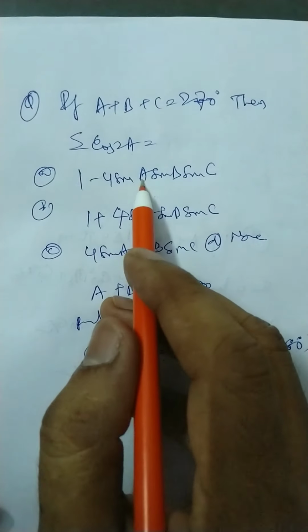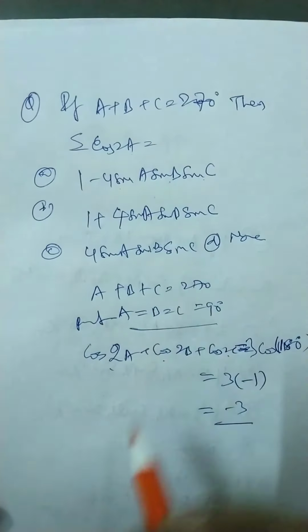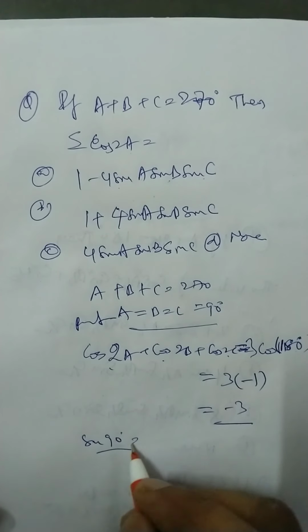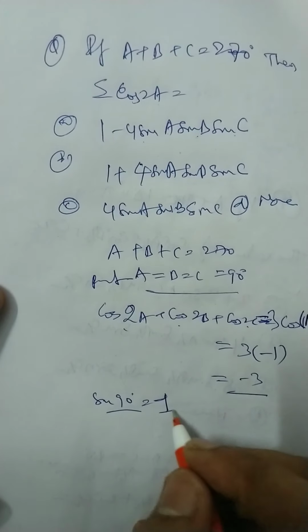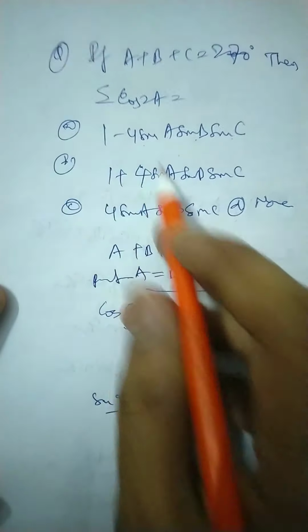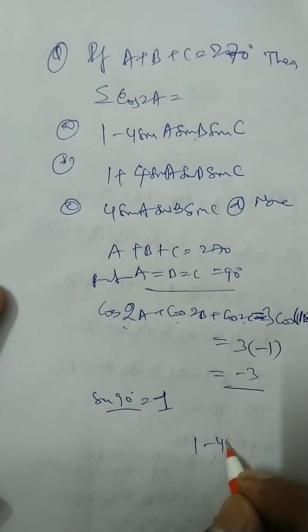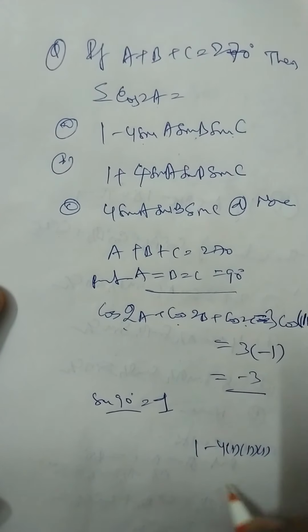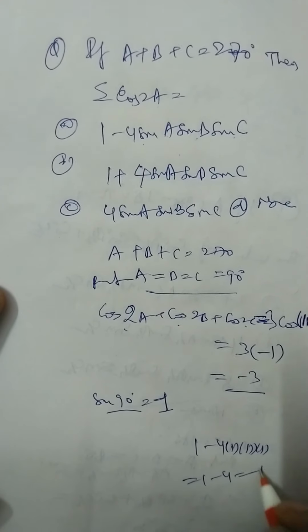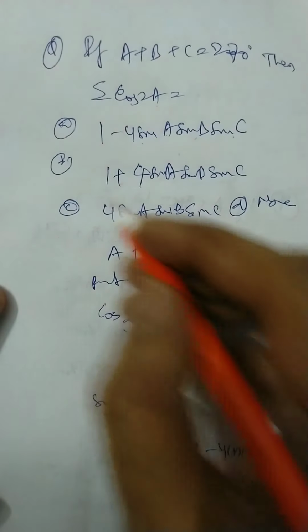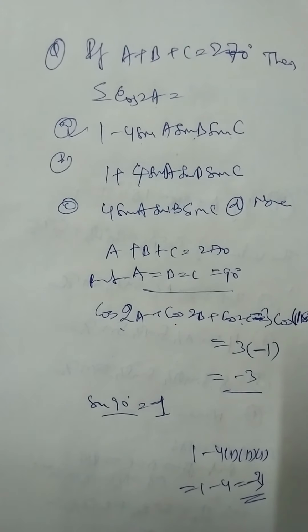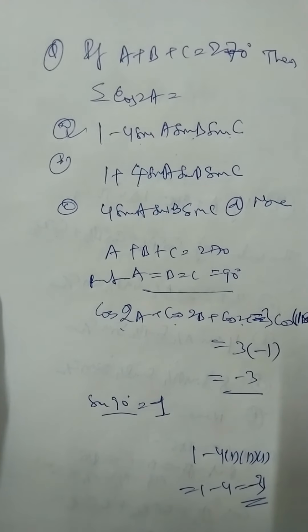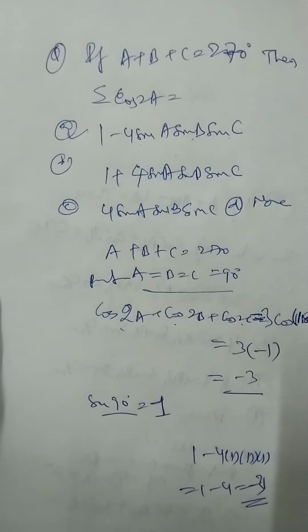Now you can substitute here a value, b value, c value, 90, sin 90. Sin 90 how much? Sin 90 value is 1. You can see here the option 1 minus 4 into 1 into 1 into 1. So 1 minus 4, that is -3. So option A is correct. So in that way we can solve this kind of problems. I hope you are enjoying the problems, understanding problems. So likewise we can do problems related to this.